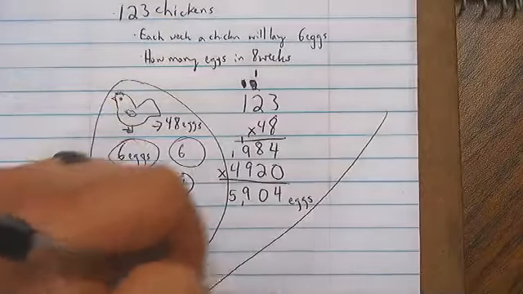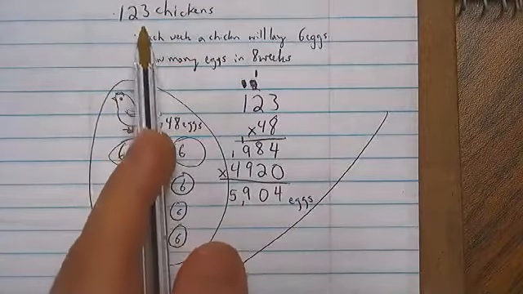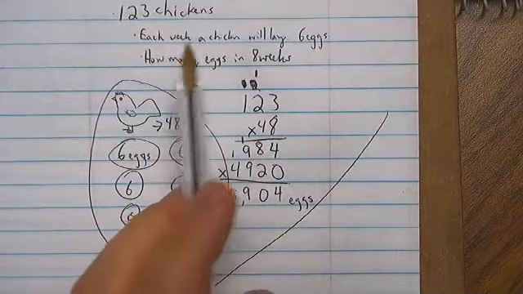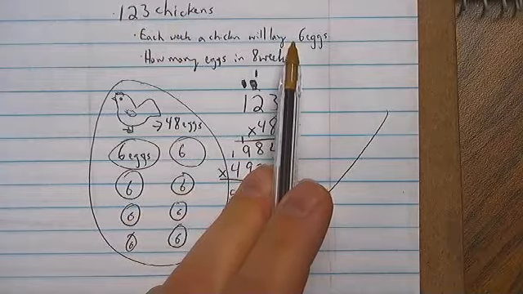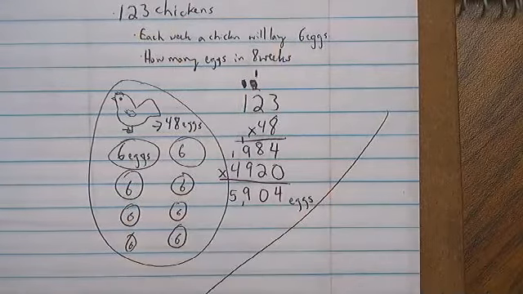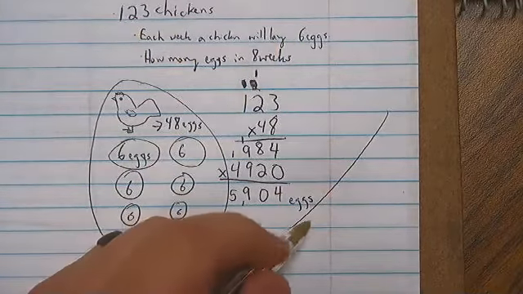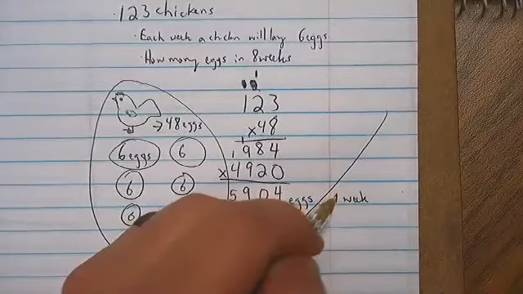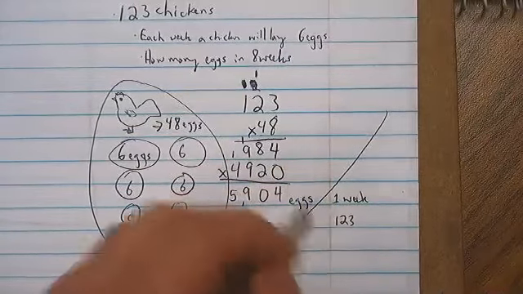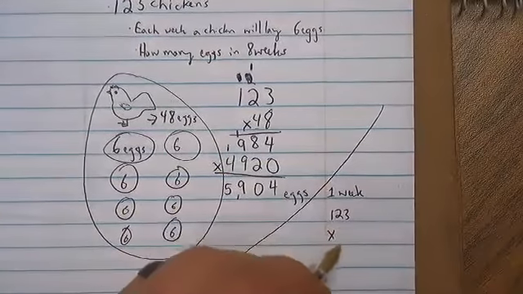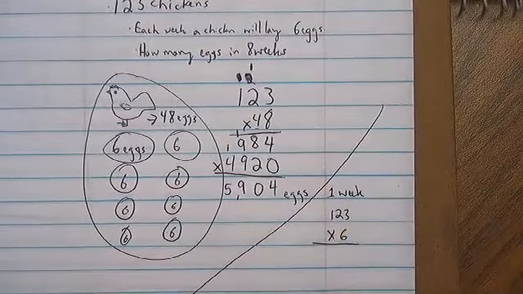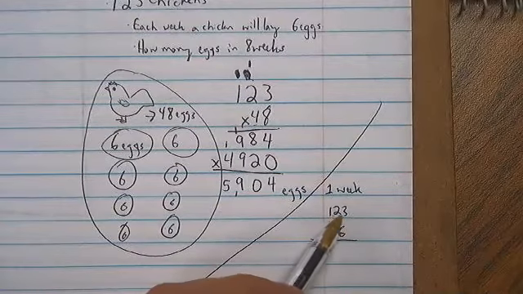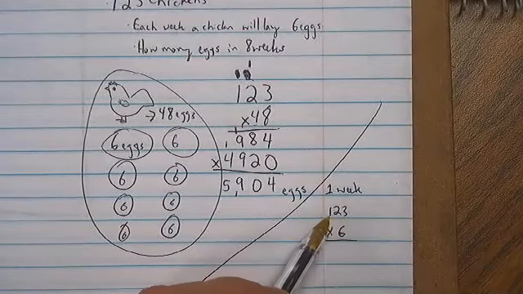Another way would be to say, okay, well, let's think about this. If I have 123 chickens, each week they will lay all together. Each chicken's going to lay 6 eggs in 1 week. So 123 chickens will lay how much in 1 week? So let's think about 1 week. In 1 week, the farmer's 123 chickens are going to lay 6 eggs every week. So that's 6 for every chicken, and there are 123 of them.